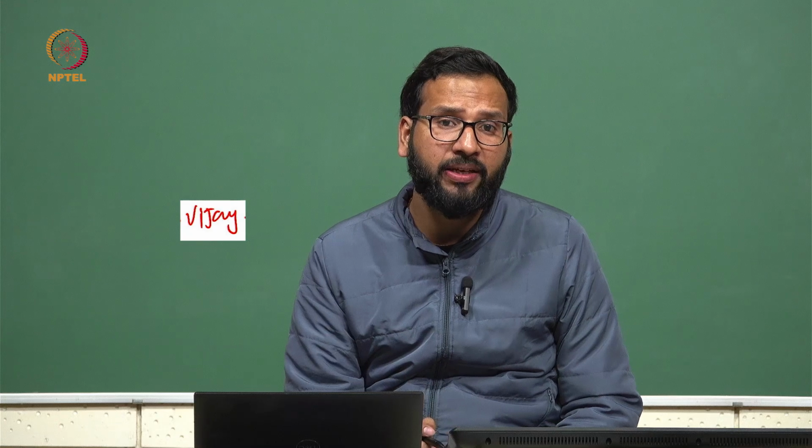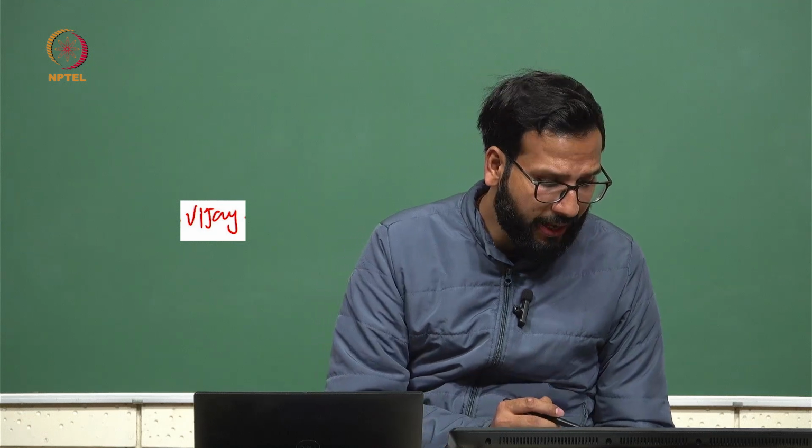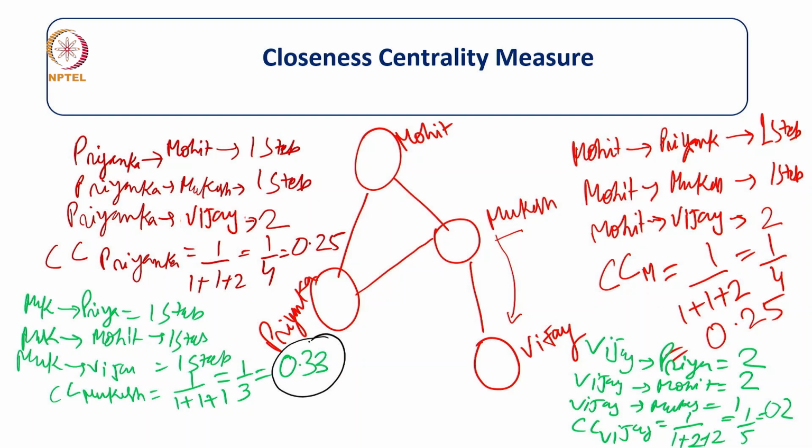So here you can see that Mukesh again has the highest closeness centrality measure compared to the other three nodes. Mukesh has 0.33, then Mohit and Priyanka have 0.25, and then Vijay has the least centrality measure of 0.2. What it means is that Mukesh is well connected in the network. It is connected to other nodes, and Vijay has the least centrality measure. So we can say that Vijay is the least connected in the network.